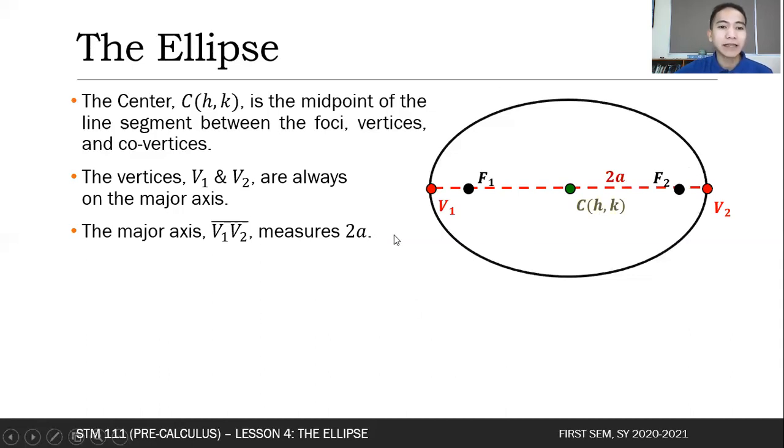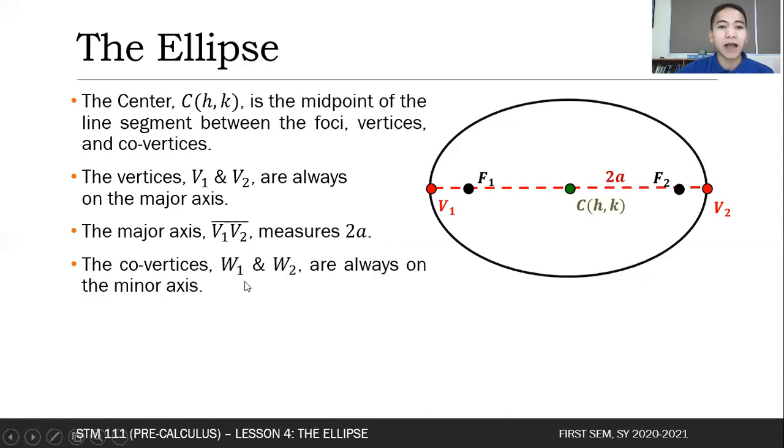Okay. Next, the covertices represented by W sub 1 and W sub 2 are always on the minor axis. Endpoints siya ng minor axis. Okay? Some books or some modules, they prefer to use CV instead of W. But they just mean the same. Okay? Arbitrary lang naman ang mga letters.